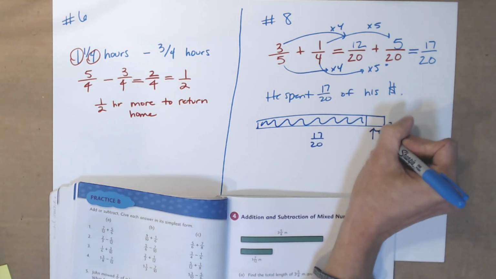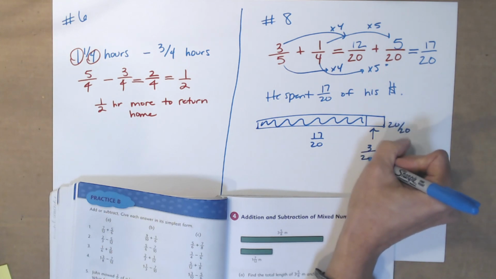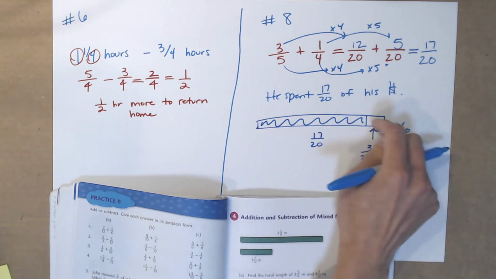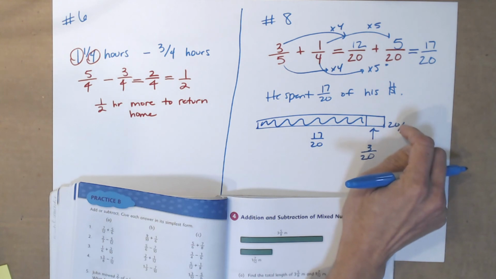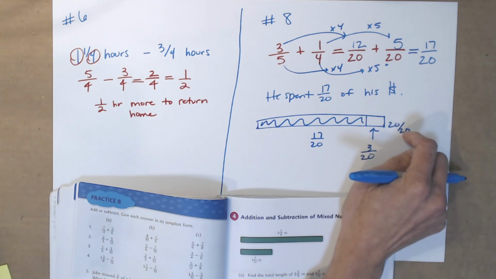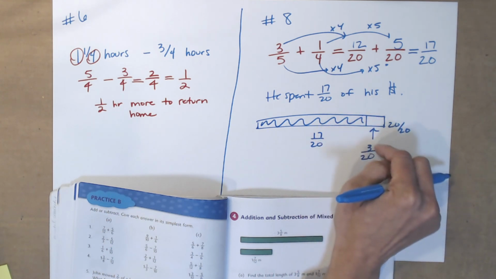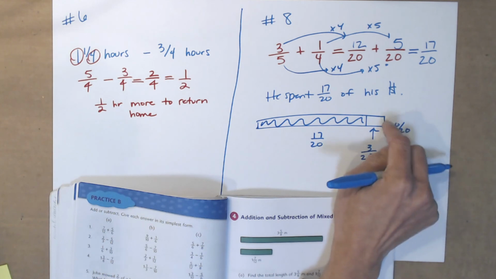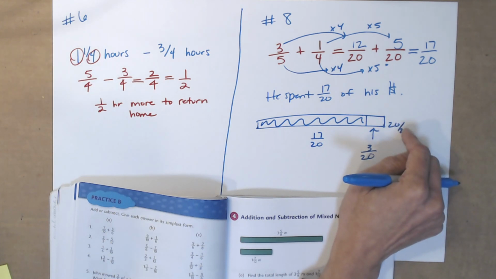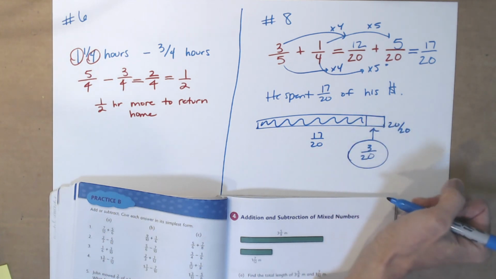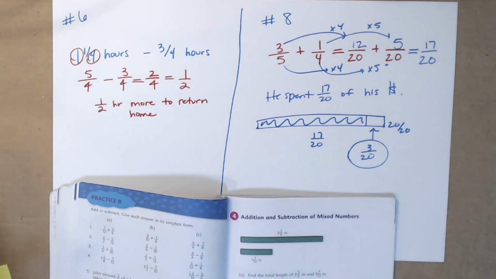So the difference would be 3/20, because the total amount is like 1. It's all of his money, or 20/20 of his money. So this part that he did not spend would be 3/20, because 17/20 plus 3/20 would be all of his money, 20/20 of his money. So the answer to part B would be 3/20.